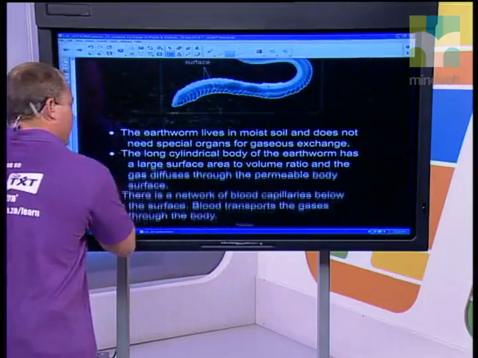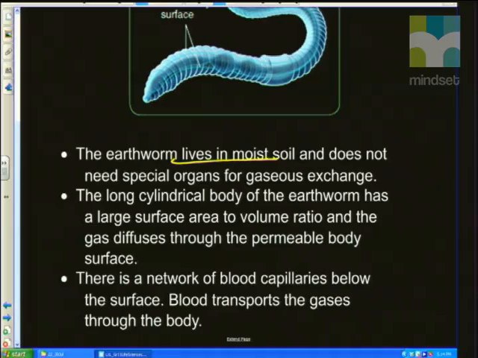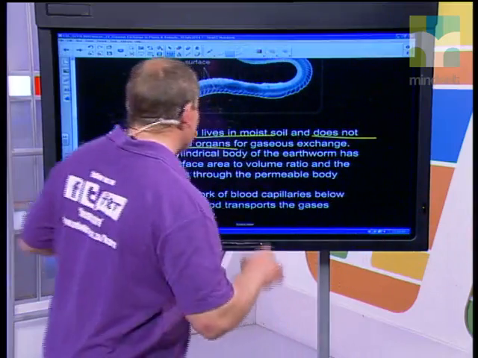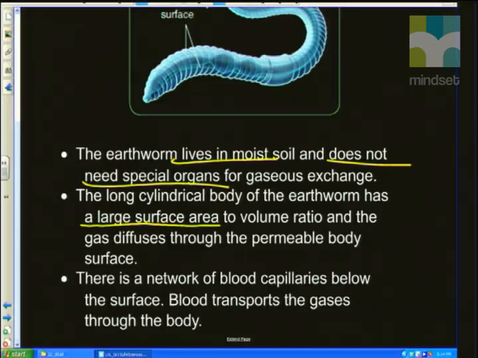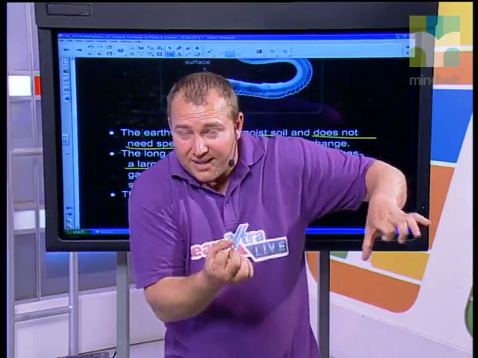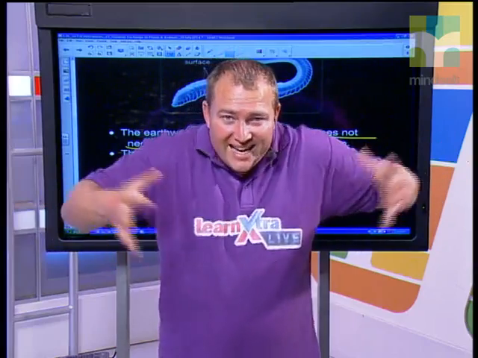The earthworm lives in moist soil and does not need special organs for gaseous exchange. The nice thing about it is it breathes through its skin, because it's got a large surface area to volume ratio. In other words, because it's long and thin, the length gives a large surface area and the thinness means it hasn't got a big volume. So it can take in enough oxygen through its skin to sustain itself.